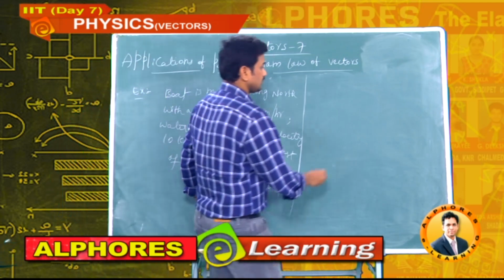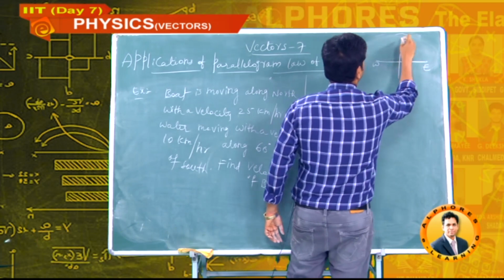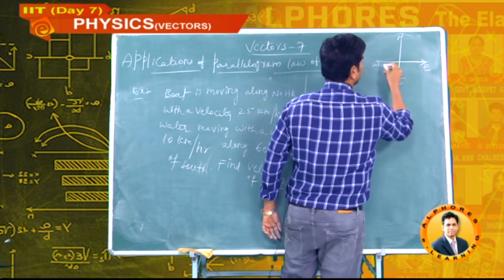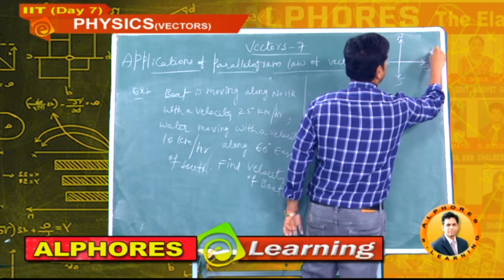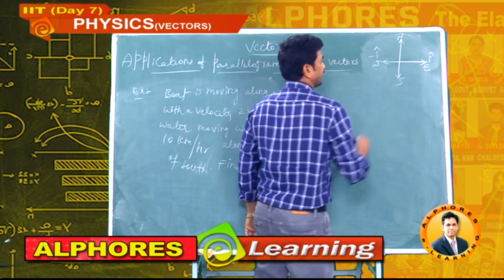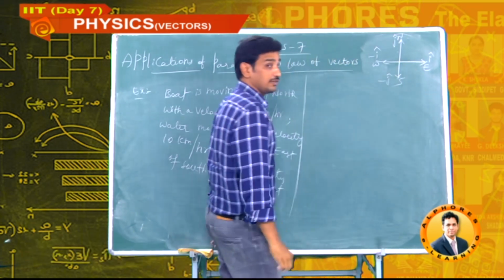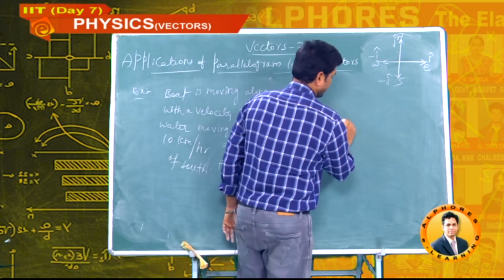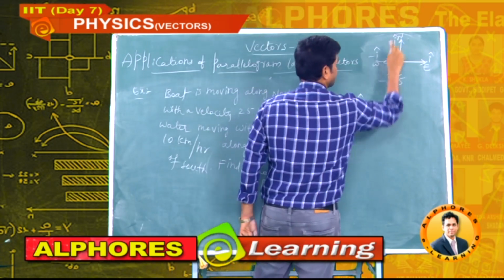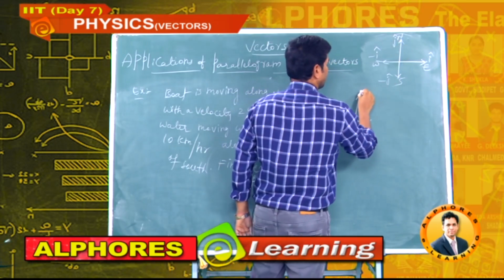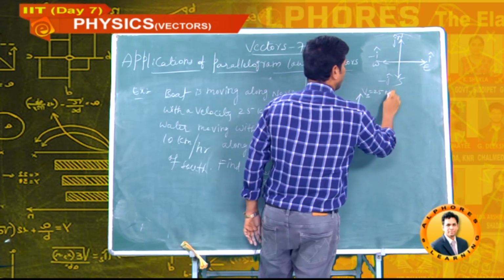Now, see, east, west, north, south. Already I told you. East is the direction of the x axis. West is the direction of the negative x axis. North is the direction of the positive y axis. South is the direction of the negative y axis. See here, the boat is moving along north with a velocity of 25 km per hour.